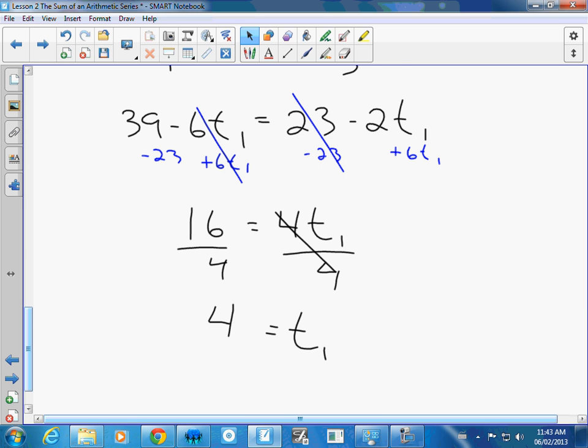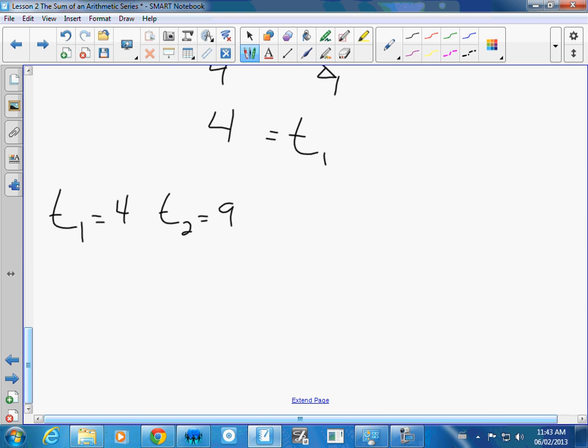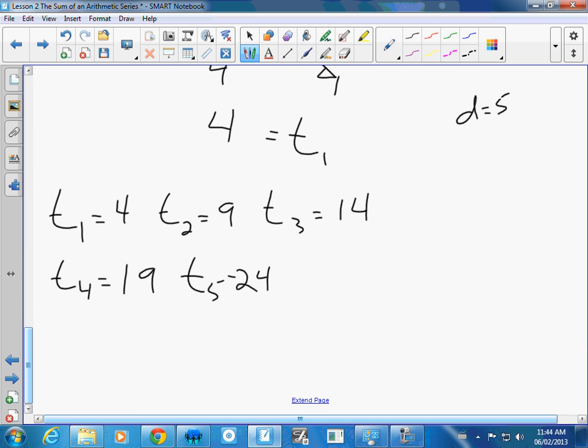Okay. So let's just write it out. The easiest way to do this is when they ask you what the terms are, you just write them out. T1 is 4. What's T2? Now, what is it going up by? 5. Okay. So we know D. We'll just write that there. D is 5. We know that. Okay. What is the third term? 14. What is the fourth term? What is the fifth term? What is the sixth term? Okay. So there it is.